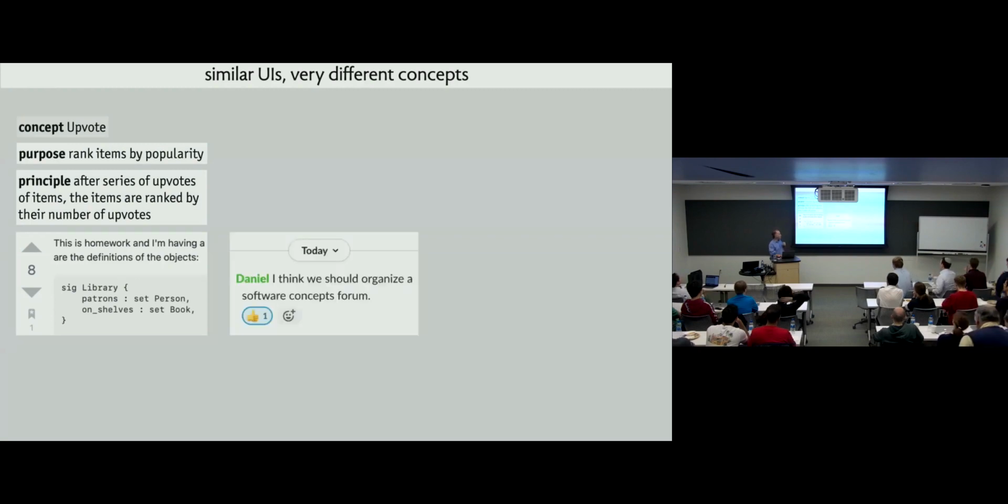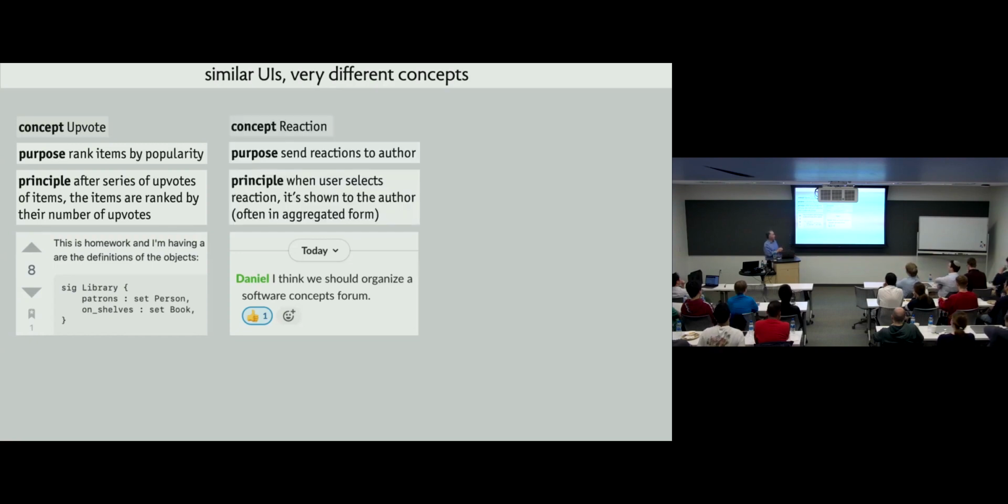But look at this. This is from Slack, right? So Slack has a thumbs up. Is that upvote? No, it's not, right? Because when you click a thumbs up, it doesn't move the post up or anything like that. This is just a very basic kind of message. It's what I might call the reaction concept, right? Its purpose is to send reactions to the author of a post. Sometimes they're aggregated, but it's a trivially simple concept that the reactions are just shown to the author.